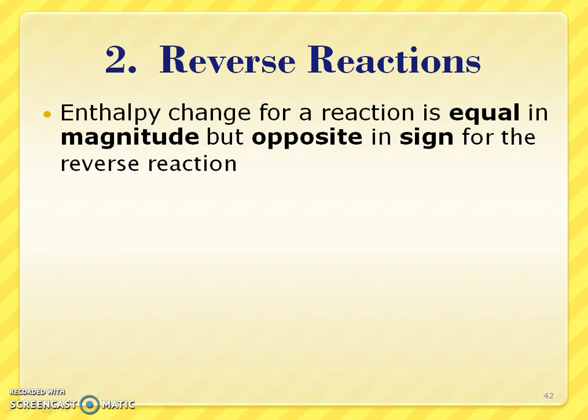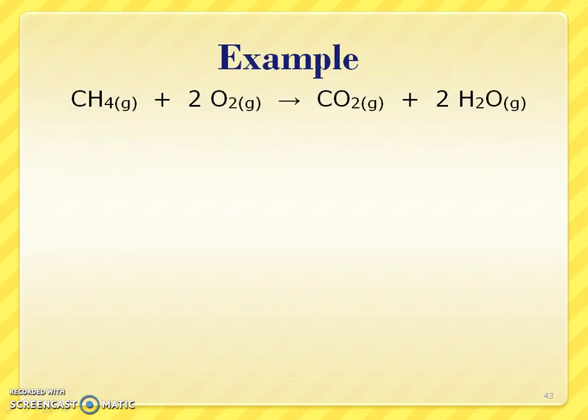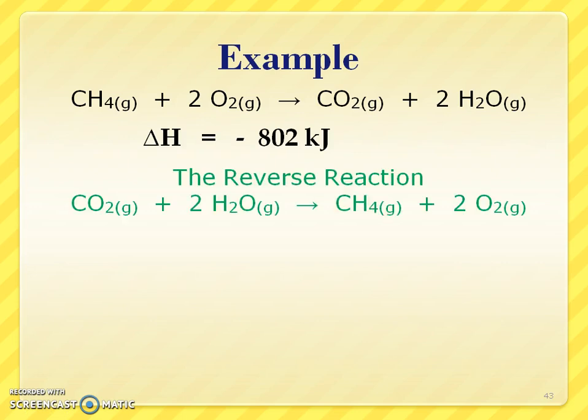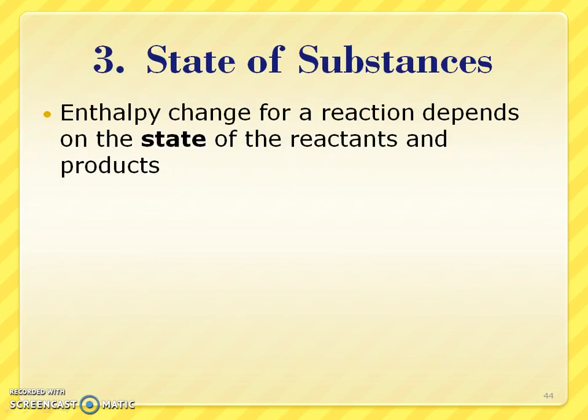So reverse reactions, this should make sense when we talk about the Q equals negative Q of the systems versus surroundings. Here we have an example reaction. Its value is negative 802. I reverse the reaction, so it's the same exact reaction, just in reverse. My products became reactants, and now I have the same value, but my sign changed. I went from an exothermic reaction to an endothermic reaction.